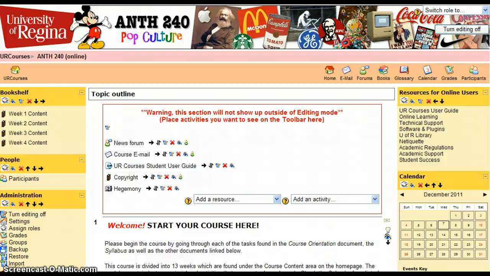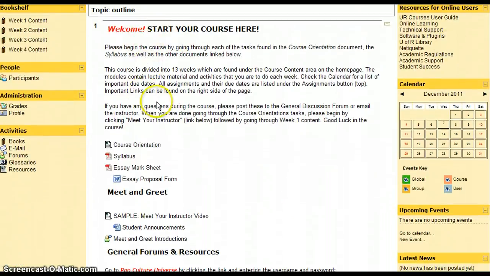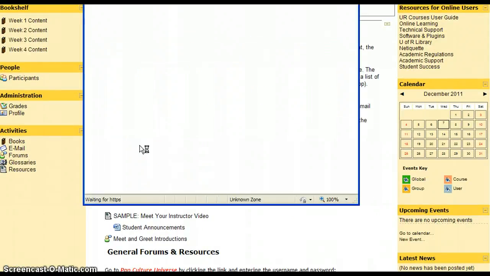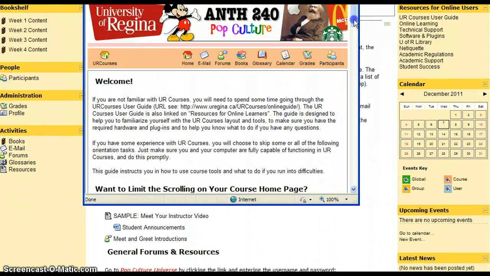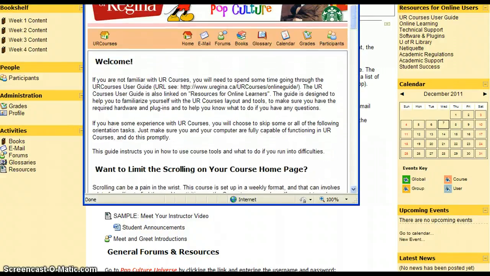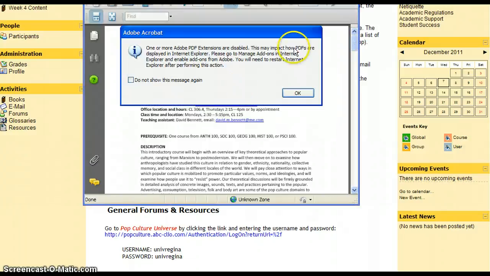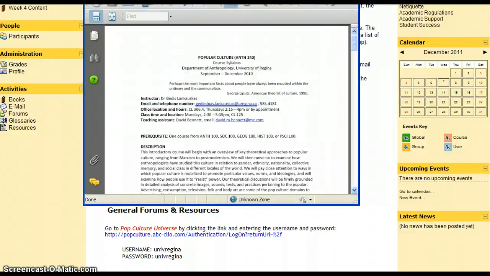Okay, this is the Anthropology 240 course thus far. So let's look at how a student would look at it. They come in, there's a welcome that says start here. There's the course orientation, which walks them through different activities to get familiar with the course. Then they go to the syllabus, which is a PDF document. So they read that.